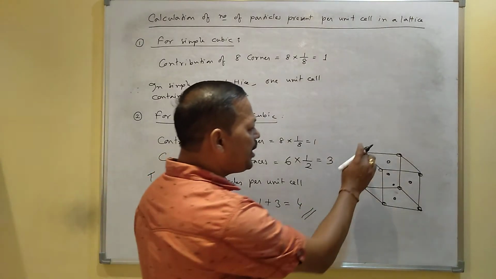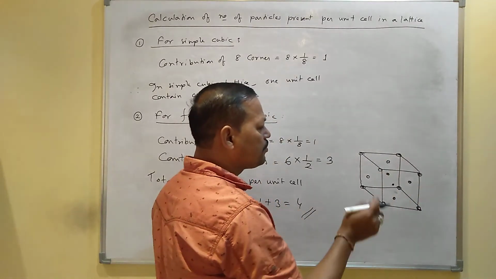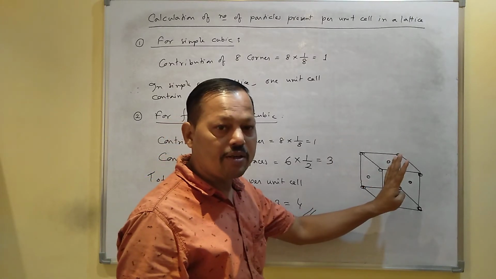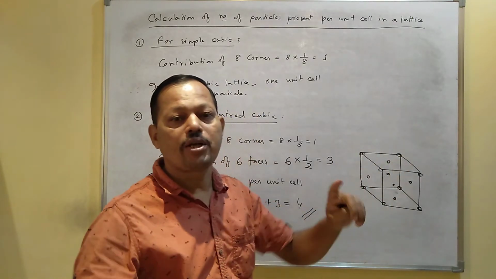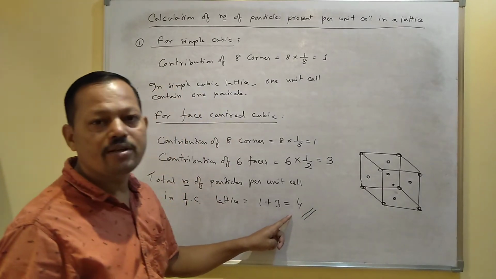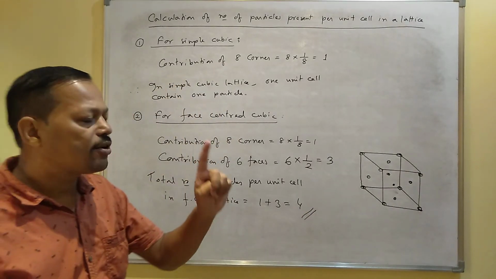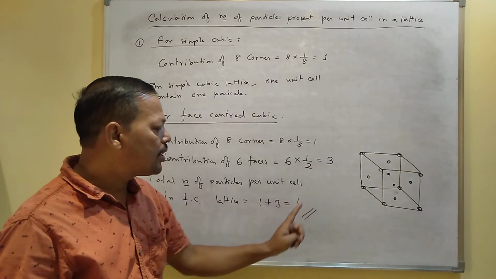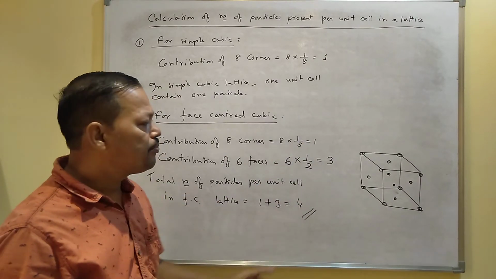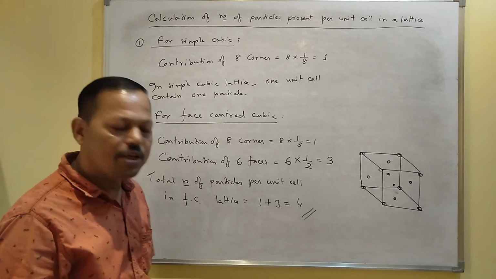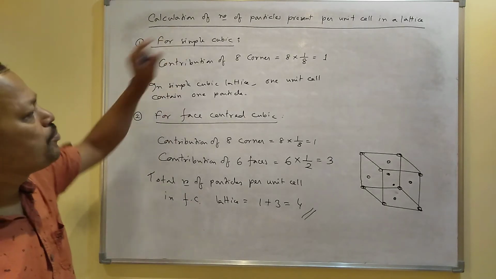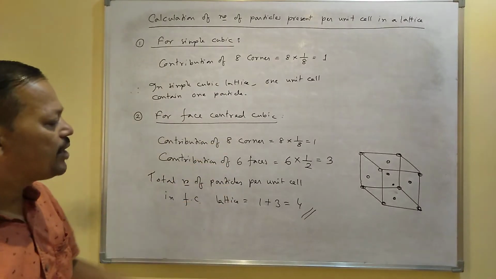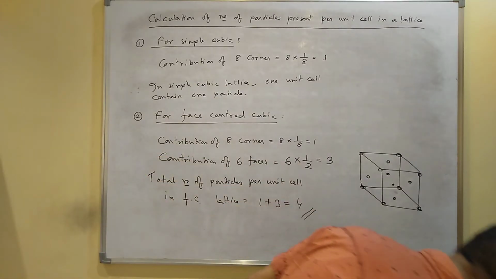See, 8 corners contain 8 particles, 6 faces contain 6 particles, so you should get 14 particles, but you don't get 14 particles when you produce the lattice. You will get only 4 particles, because from the corners you will get only 1 particle, and from the faces only 3 particles. The particles are shared by other unit cells also. So if it is a simple cubic lattice, you will get only 1 particle per unit cell. If it is face centered cubic, you will get 4 particles per unit cell.